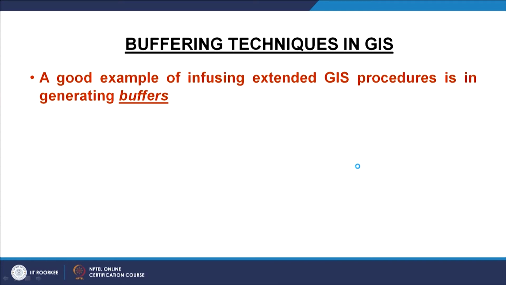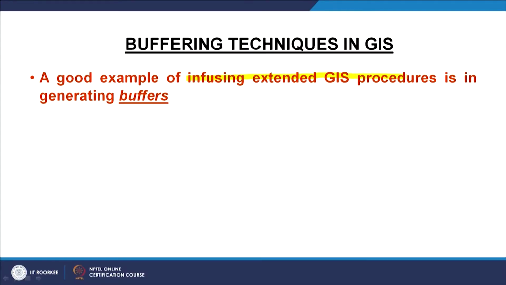Now, there are some slightly different techniques, variations within the buffer technique. For example, buffer infusion, infusing extended GIS procedures in generating a buffer. We may create buffers using some impedance. For example, if I am studying pollution, which is, say, point source pollution coming out of a chimney, now I want to create a very realistic buffer by involving not only the distance or dispersion distance, but also the wind speed and direction.